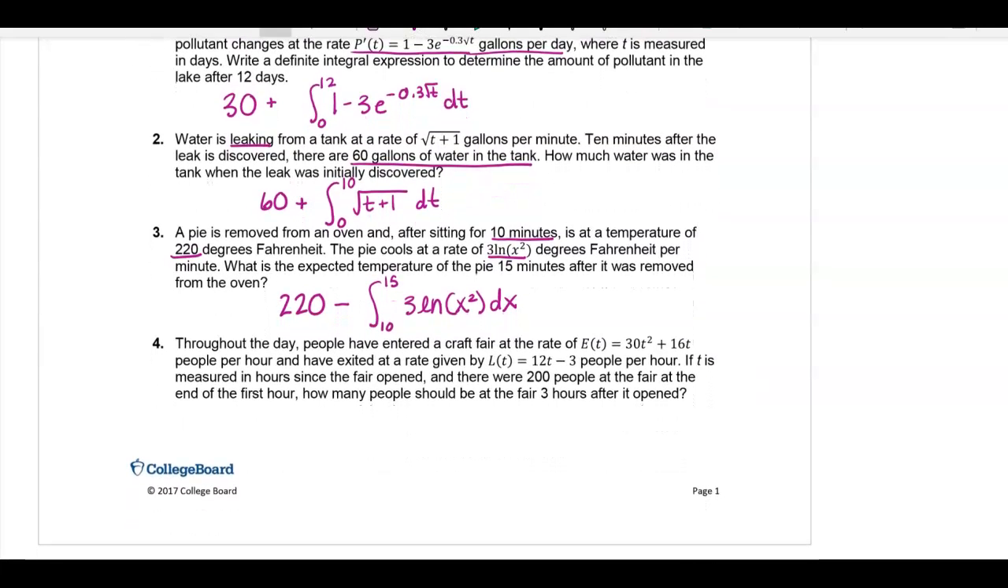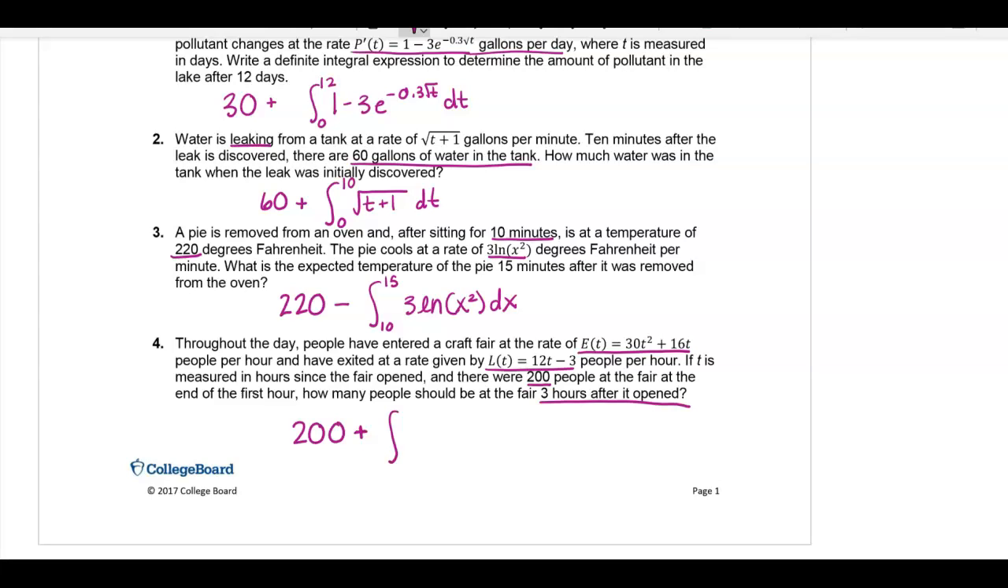Okay, now we have a craft fair. People were entering at the rate of E of t, exiting at the rate L of t, people per hour for both. There were 200 people at the fair at the end of the first hour. How many people should be there 3 hours after it opened? Okay, what number do we have? Well, we have 200. Start with 200. We're adding because it's just an overall accumulation. If it ends up being negative, fine, but we don't have a definite decrease happening, unlike the cooling of the pie above.